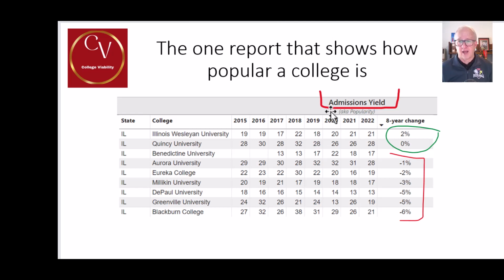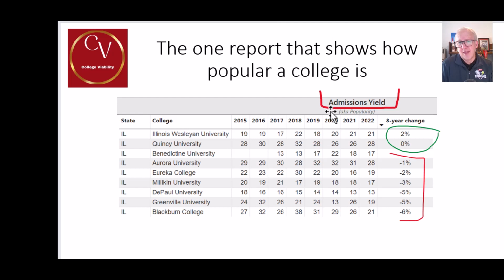For example, Blackburn College, they're down from 27 points, which is a decent number, to 21 points, which is borderline not good, but they're down 6 points. So that suggests that the market is saying, hey, Blackburn College, we have found other options, and it's not you.